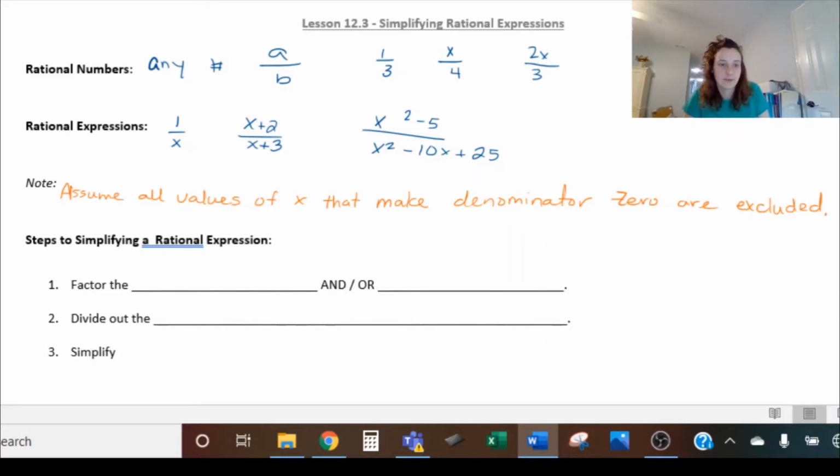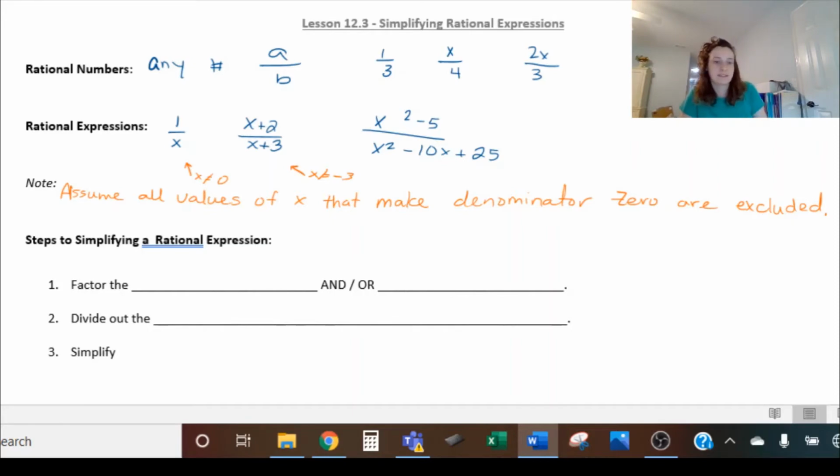So for the example, in this first one, if x were to equal 0, then, x can't be 0. So 0 is thrown out of that equation. This one here, x cannot be -3, right? So we're going to throw out -3 for that problem. That's what this note means, okay?